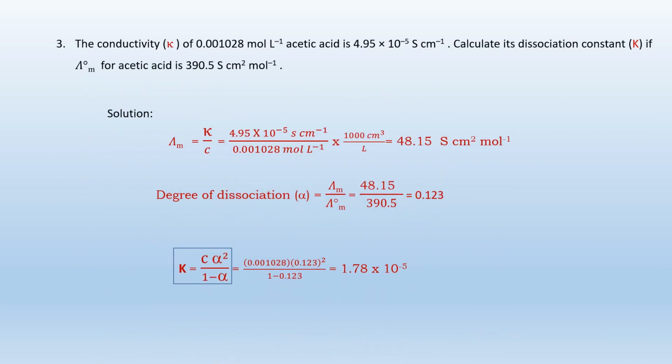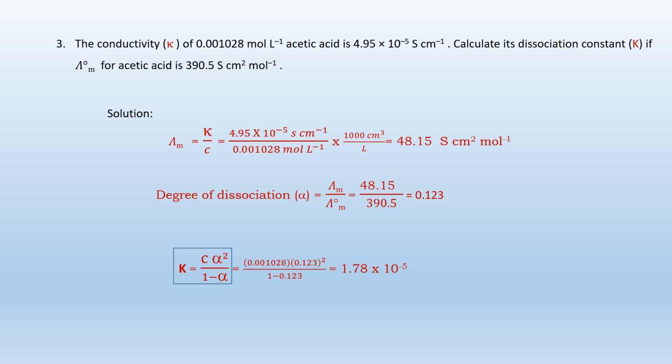In this problem, they have given the conductivity for a particular concentration of acetic acid, and they are asking the dissociation constant of acetic acid, but they have also given the limiting molar conductivity of acetic acid, that is the lambda naught m value. You have to calculate the dissociation constant K. We know the formula K is equal to C into alpha square divided by 1 minus alpha, which we have learned from chemical equilibrium.